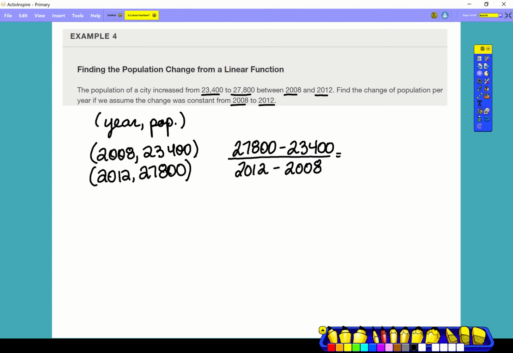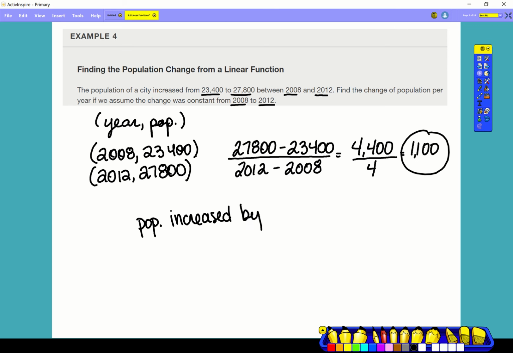So 27,800 minus the 23,400 is going to give us 4,400. We will get 4 on the bottom, so therefore we get 1,100. So what exactly is that? That is the population change per year. So the population increased by 1,100 each year.